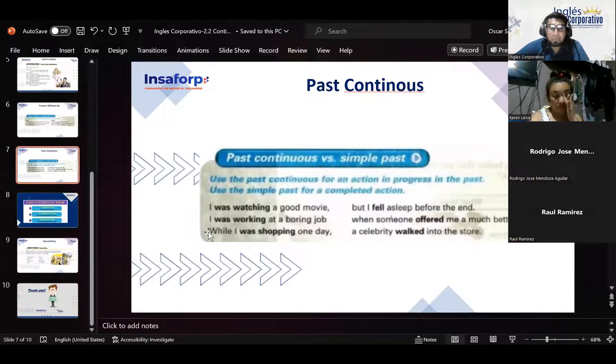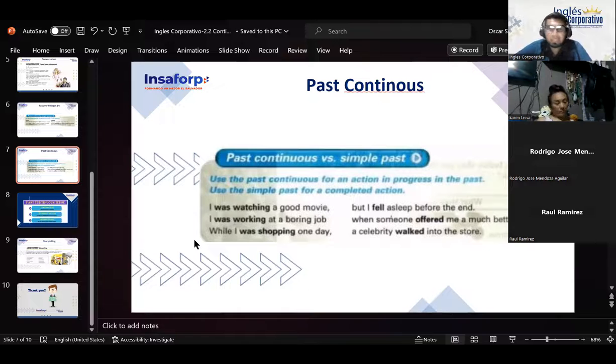But this one, when we say while I was doing something, it doesn't necessarily mean that it was interrupted, but it was there in the middle of the thing. And it kind of became important. So that's why you mentioned it as an interruption or a special thing that took place at a specific moment. So yeah, while I was shopping one day, a celebrity walked into the store. So that means that this is like a highlight from that moment. And the example that I gave you, while I was working a regular day at my job, a tree fell down on the building next door.